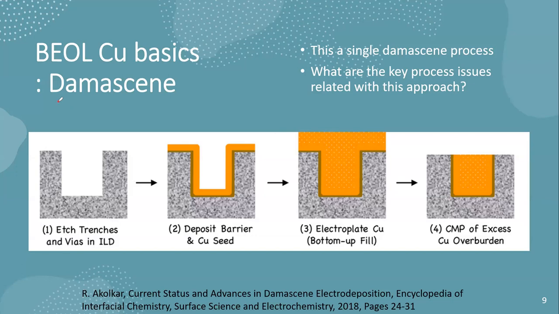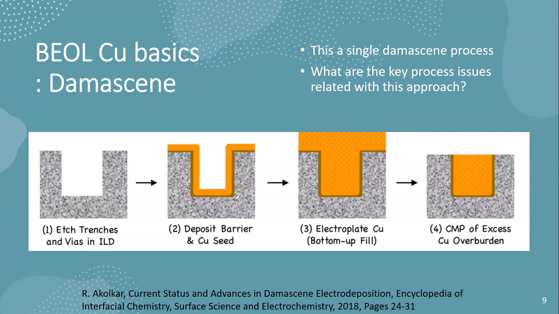We call this a damascene process, just like in the ancient times, the damascene process for making coins and making platings, and it's very similar. And basically, we create a hole and then deposit barrier and copper seed. The barrier is the deep brown line here, and then the tantalum nitride, tantalum, many different varieties. It's just to make things stick.